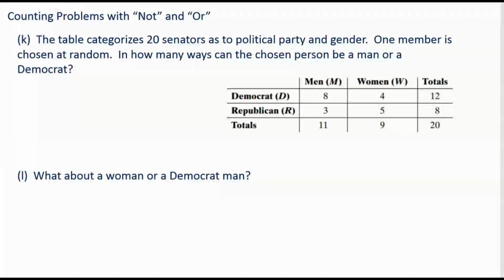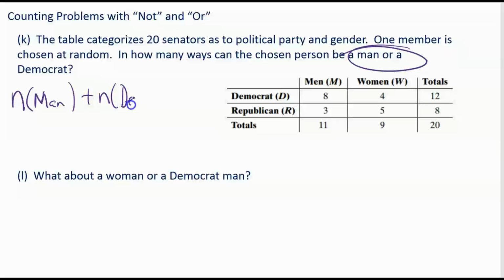Now, if I use the formula, notice again the word or is key. So when you see or, you know you need this formula. So you need the number of men plus the number of Democrats. I'm going to abbreviate that. Minus the intersection of man intersected with Democrats. Okay, or Democrat men, right? So the number of men, if you'll notice the column here, it's got a column lined up. As far as the men column goes, there's 8 Democrats, 3 Republican, but 11 total. So that's the number of men, which is 11, plus the number of Democrats.